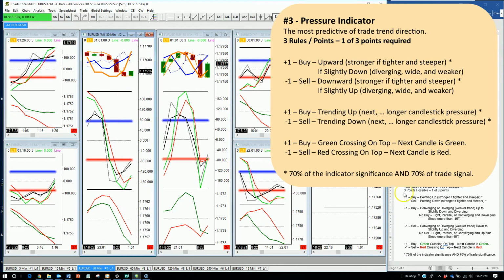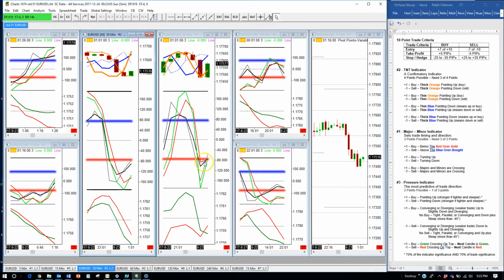So then let's come down and see if we have the authority of the pressure indicator to take the trade. There's 3 possible points. We really only need 1. The most important of these points is the direction. Look at this asterisk right here. That is because down here, 70% of the value or significance of this indicator and trade direction significance is in the direction. Well, the 30-minute is pointing down pretty strongly, and they're coming together. The 30-minute doesn't look very good on this one. The 60-minute is looking a little bit better, but it's just barely crossed. So let's go ahead, one more 30-minute increment.